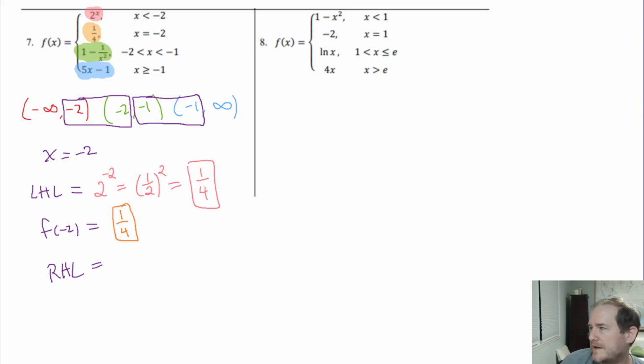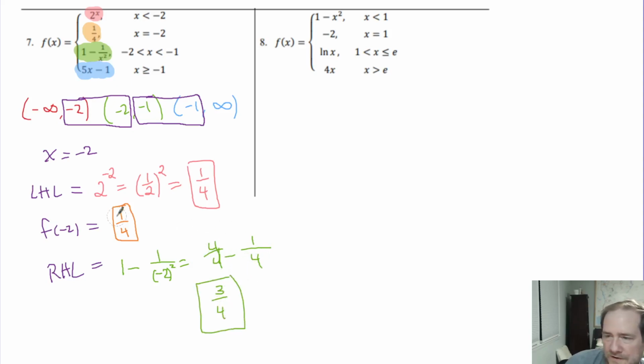Comes down to the right-hand limit. The right-hand limit is going to be given by this green guy, which is 1 minus 1 over -2 squared, which is 1 minus 1 over 4. But 1 is 4/4, and 4/4 take away 1/4 is 3/4.